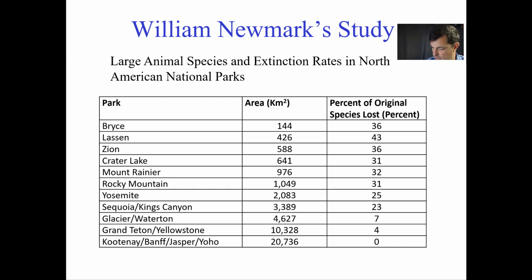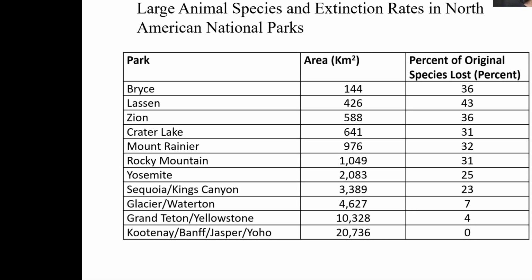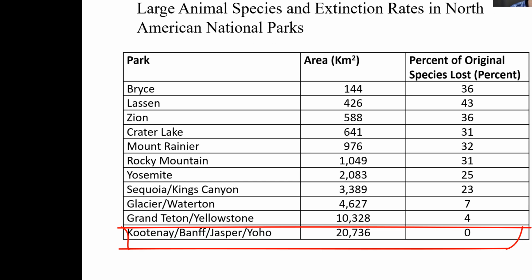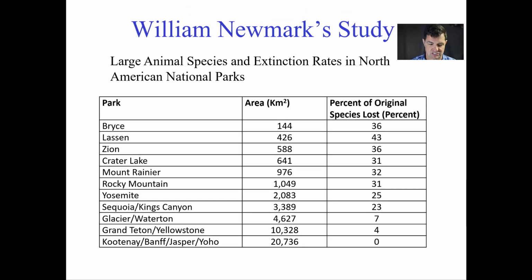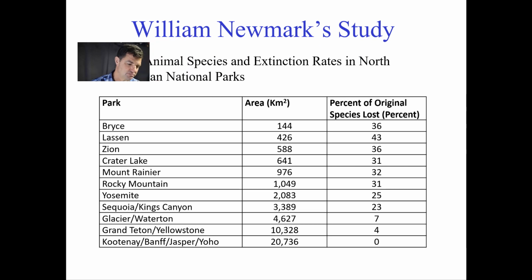So, if you look at the biggest park system, the interconnected parks that are Kootenay, Banff, Jasper, and Yoho down here, there are basically no extinctions. They still have grizzly bears, they have wolves, they have lynxes, they have wolverines. So the area is big enough to maintain all the original species.